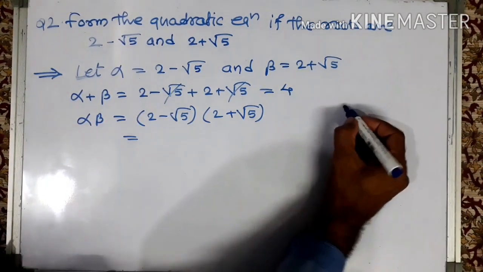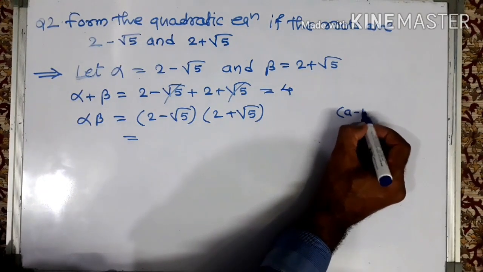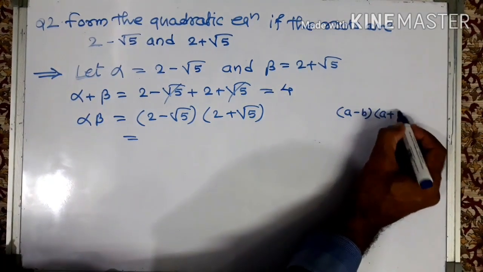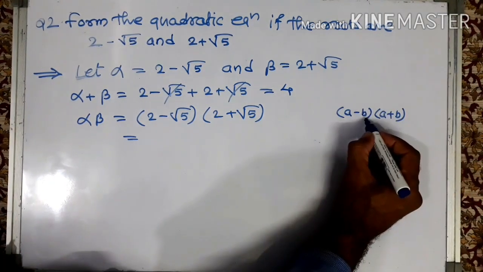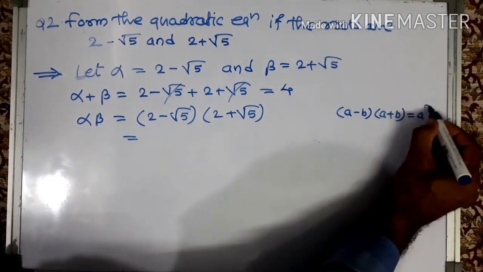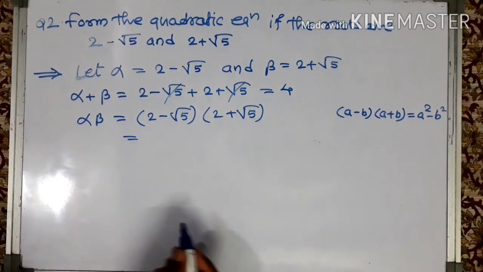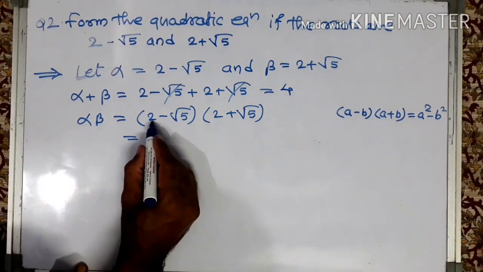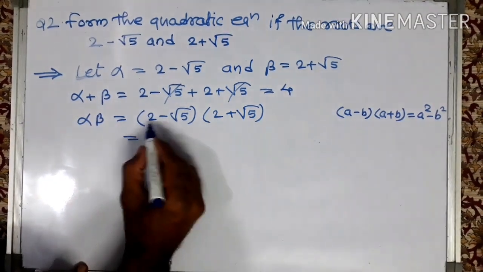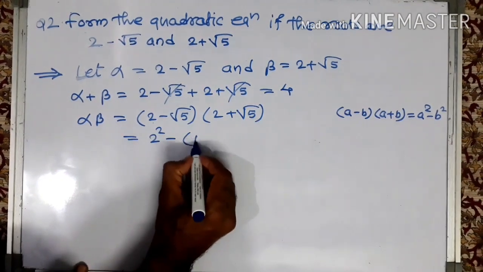By using that identity, a minus b into a plus b, that means first term minus second term into first term plus second term equals first term square minus second term square. त्या आयडेंटिटीचा यूज करून आपण लिहू शकतो. बघा, फर्स्ट टर्म 2 आहे, सेकंड टर्म रूट 5, फर्स्ट टर्म स्क्वेअर मायनस सेकंड टर्म स्क्वेअर.